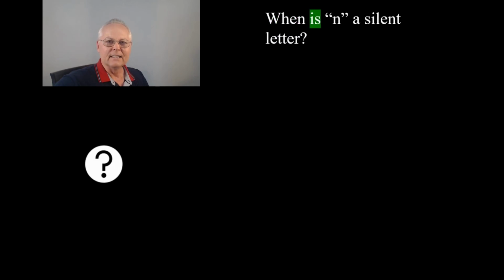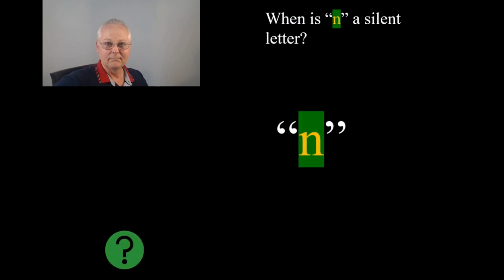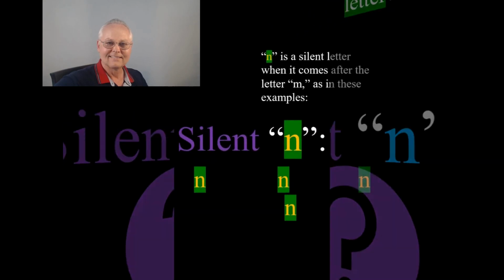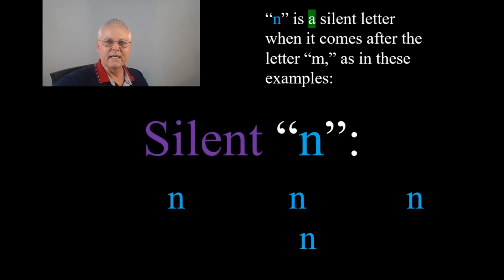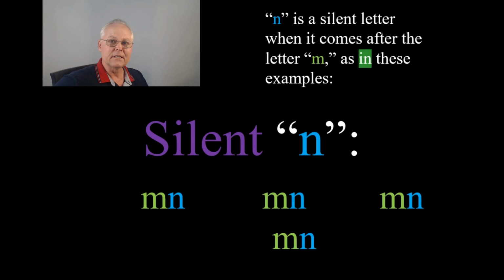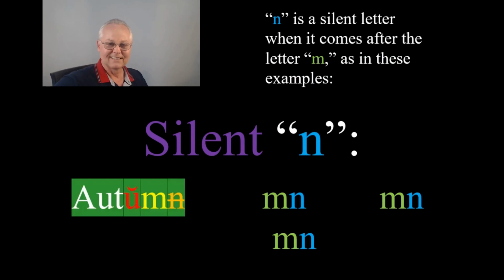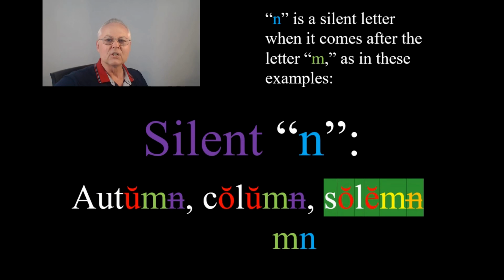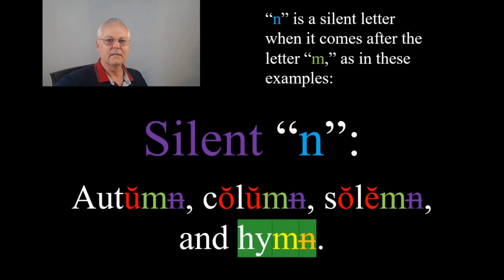When is N a silent letter? N is a silent letter when it comes after the letter M, as in these examples. Autumn, column, solemn, and hymn.